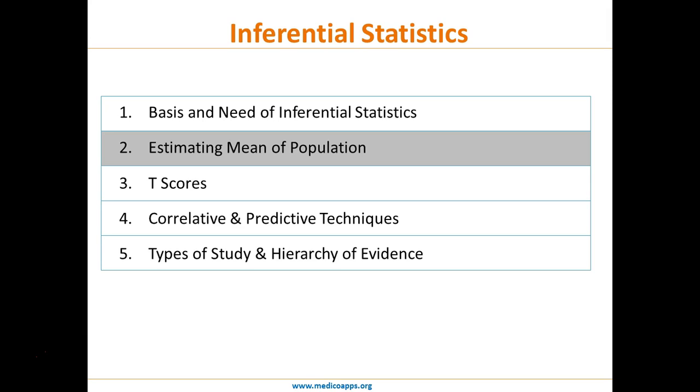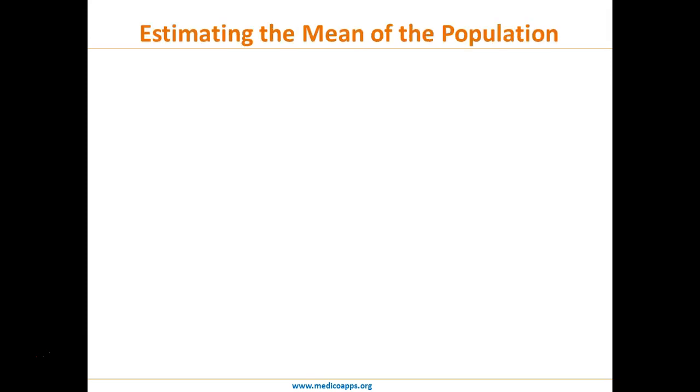In this part, we are going to learn about inferential statistics. The second part is estimating the mean of a population. Once we have been given data from a sample, we want to use it to extrapolate to the population. That's the entire basis of inferential statistics. Before we get into that, there is a concept of confidence limits that we have to understand, because since you are using data from a sample or a set of samples to extrapolate to a population, it cannot be 100% accurate.